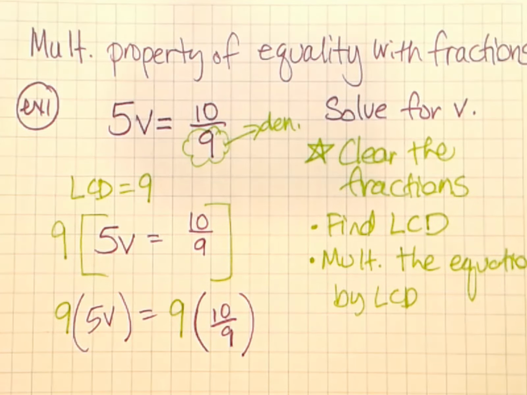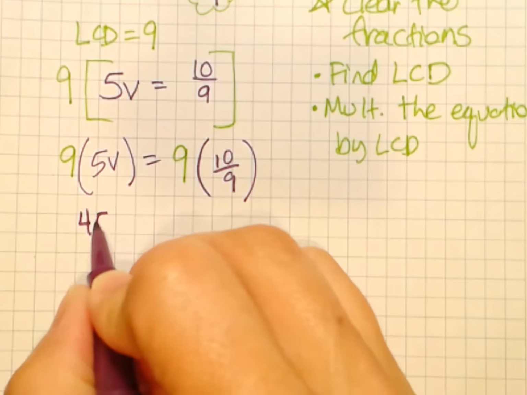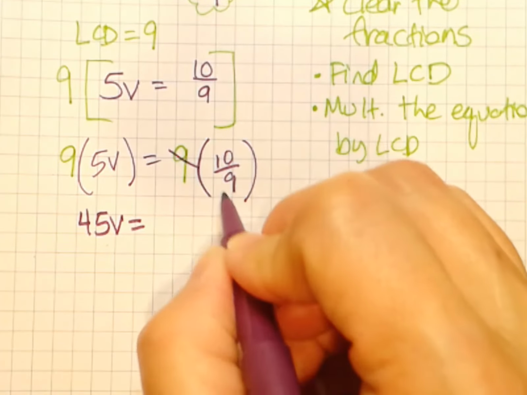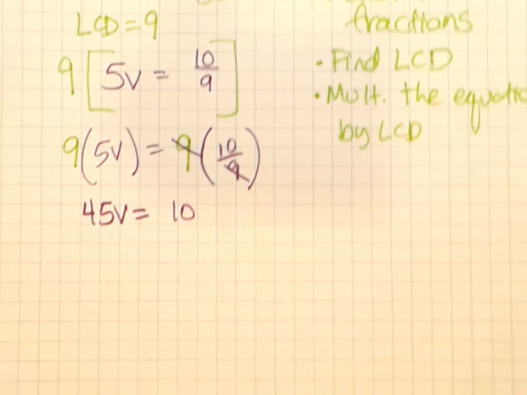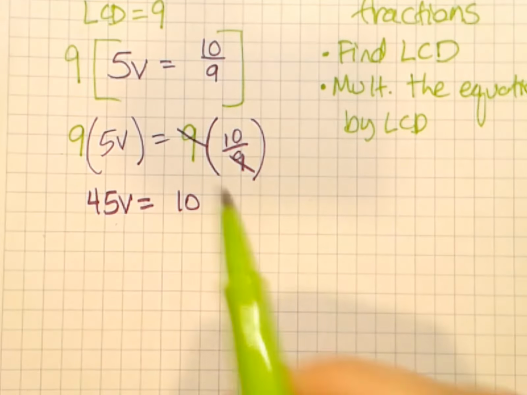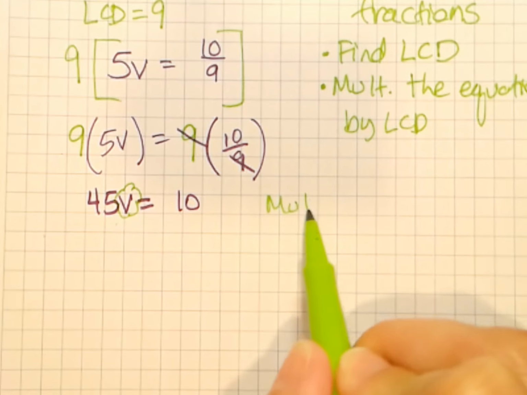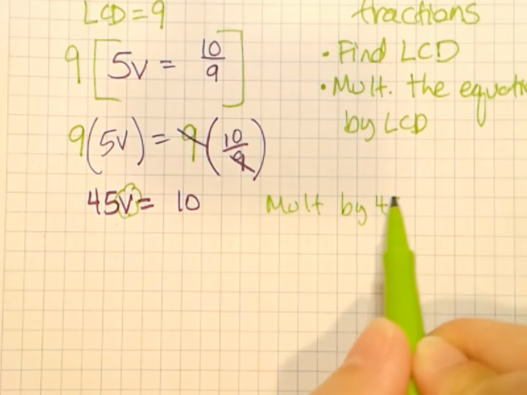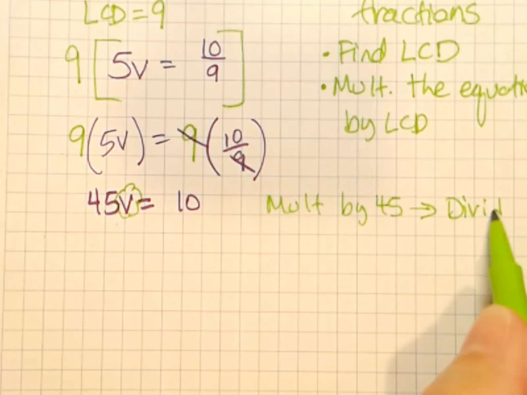So I'm going to multiply 9 times 5v equals 9 times 10/9. So 9 times 5v, well, 9 times 5 is 45, so this is 45v, and these 9s are going to divide out, and that will leave me with just the 10. So now, just like in equations, we're trying to get the v by itself. So I see a multiply by 45. So how do I undo that? I undo it with a divide by 45.